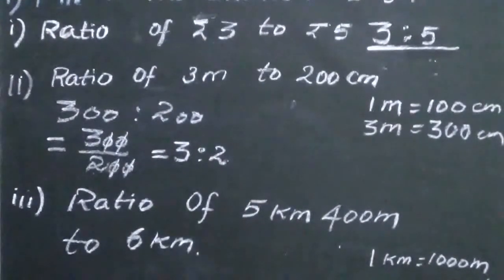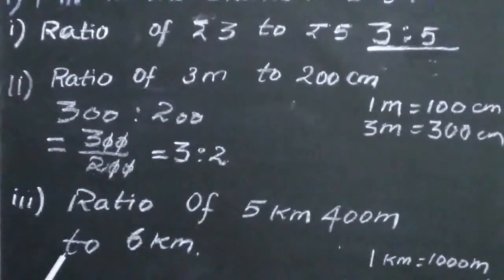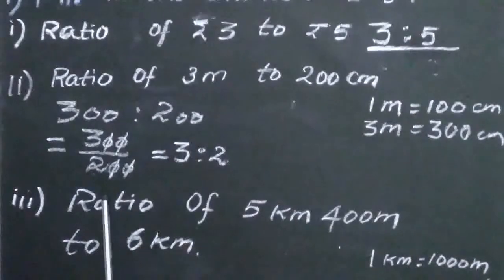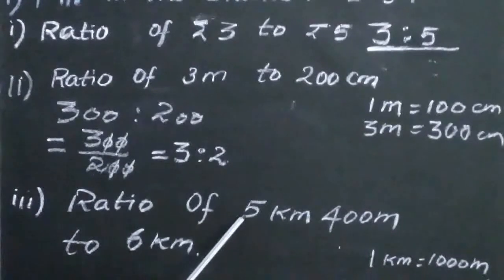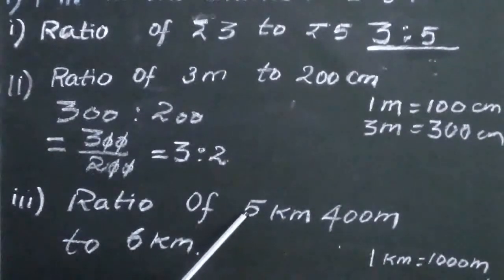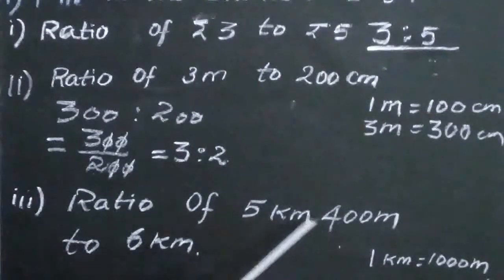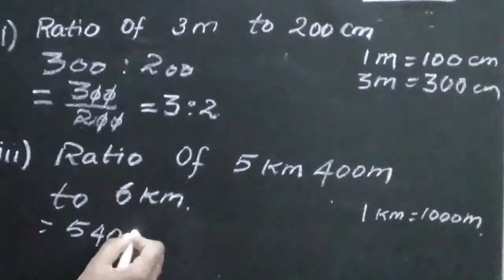Third question, ratio of 5 kilometer 400 meter to 6 kilometer. So here this one is meter only. We have to arrange the same units in meter. We know that 1 kilometer equals 1000 meter. Therefore 5 kilometer converted to meter means 5 into 1000, 5000. So 5000 meter plus 400 meter, we have to add the numbers. So 5400 meter.